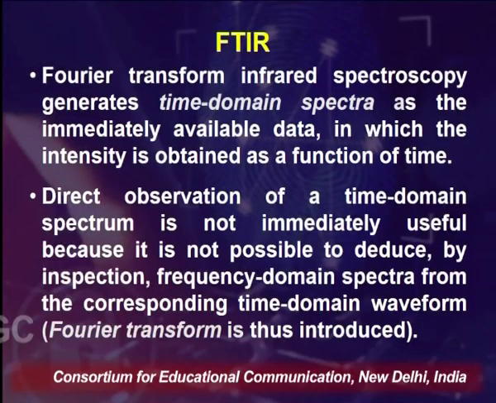FTIR generates a time domain spectra as the immediately available data, in which the intensity is obtained as a function of time. So, how is that being done? It is being done using a mathematical theorem, which is the Fourier transform theorem. Whatever spectra we are getting, it generates a time domain spectra and we get the intensity as a function of time.